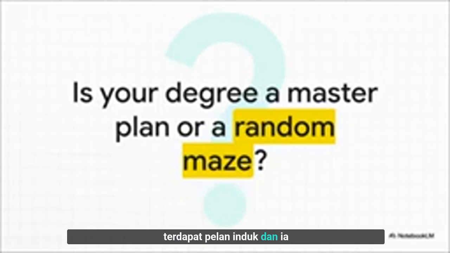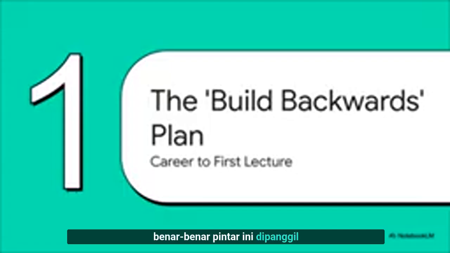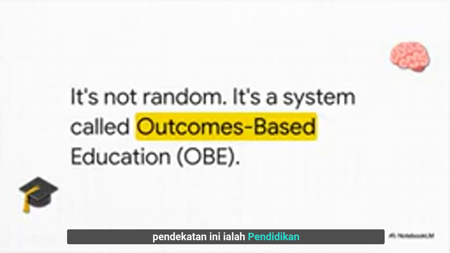See, there is a master plan, and it's based on this really smart idea called backward design. Instead of just throwing a bunch of first-year subjects at you and seeing what happens, universities actually start with the end goal, you in your career. And they work all the way backwards to your very first lecture. The official name for this whole approach is outcomes-based education, or OBE for short. And the entire system is built around one core question: what should a student actually be able to do when they graduate? Seriously, everything, and I mean everything, flows from that single idea.